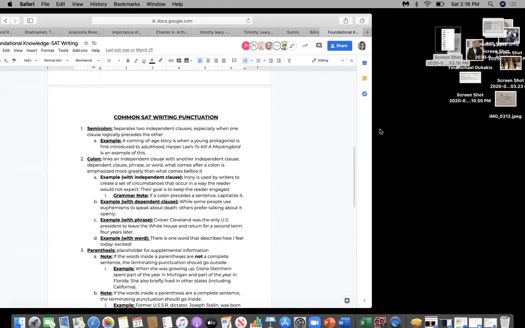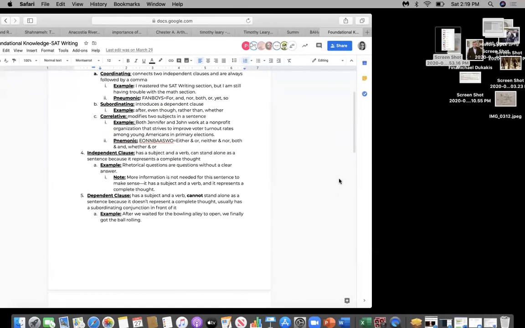And I think some students are afraid to use semicolons, and a lot of that fear comes from really not knowing when to use them. But once you have the independent clause, you know what the independent clause is. You know that the independent clause is going to have a subject and a verb, and it can stand alone as a sentence because it represents a complete thought.